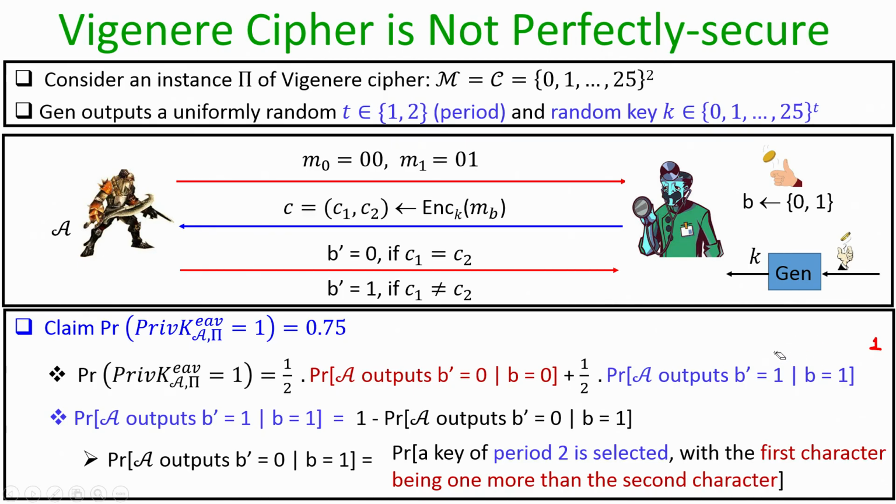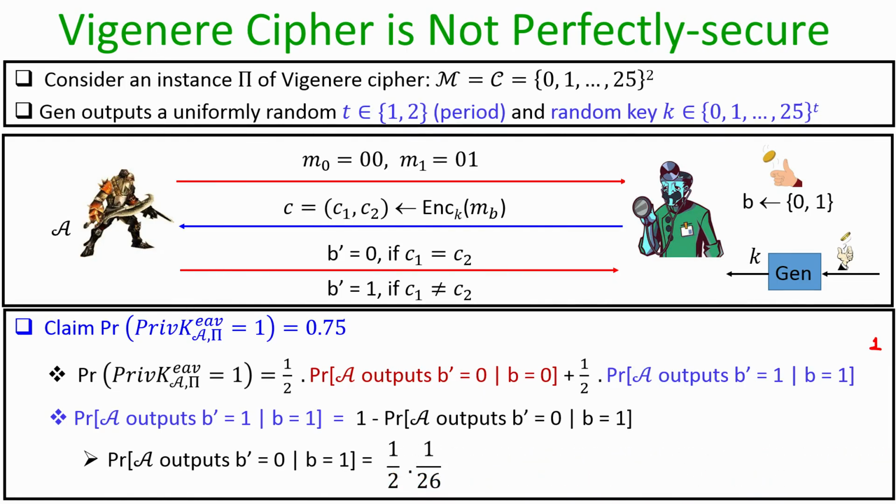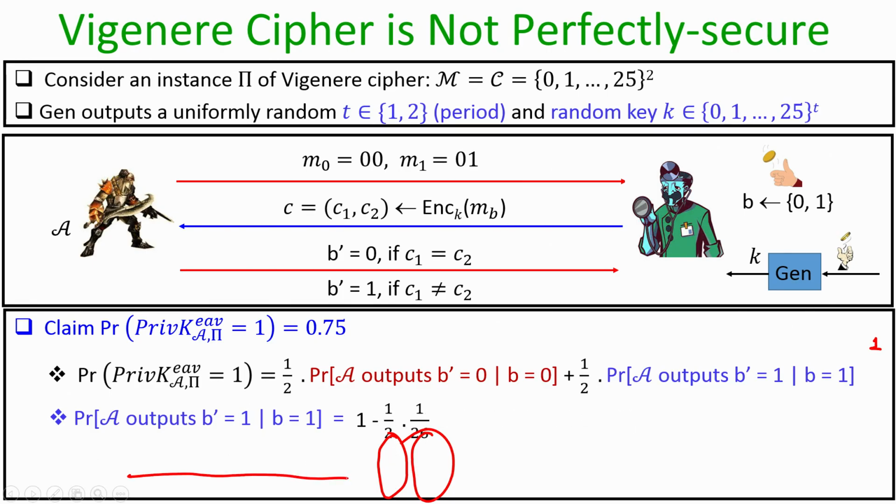Now, what is the probability that a key of period 2 is selected with the first character being 1 more than the second character? The probability of this is 1 by 2 into 1 by 26, right, because with probability half the key could be of period 1, and with probability half the key could be of period 2. So, the 1 by 2 here denotes the probability that the key is of period 2, and given this, what is the probability that the first character of the key is 1 more than the second character of the key? Well, it is the same as 1 by 26, right. So, if we multiply these two probabilities, we get this complementary probability, and if we now subtract this complementary probability from 1, we get our required probability.